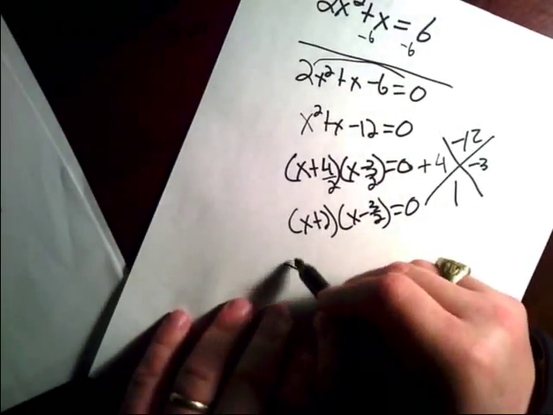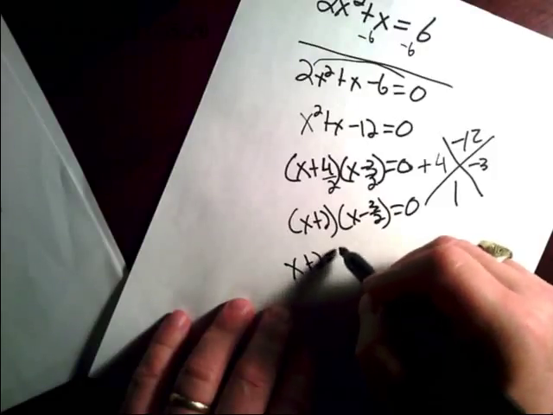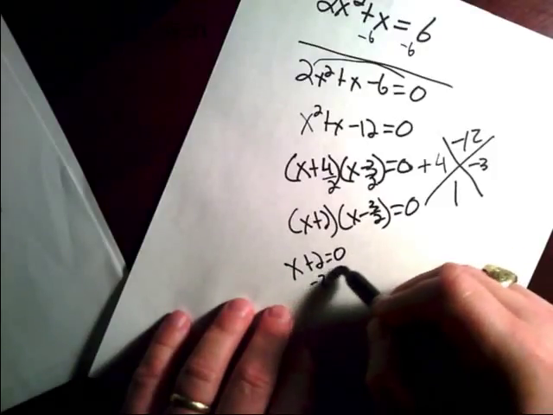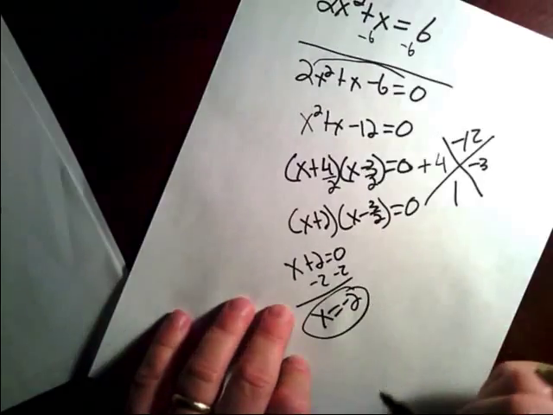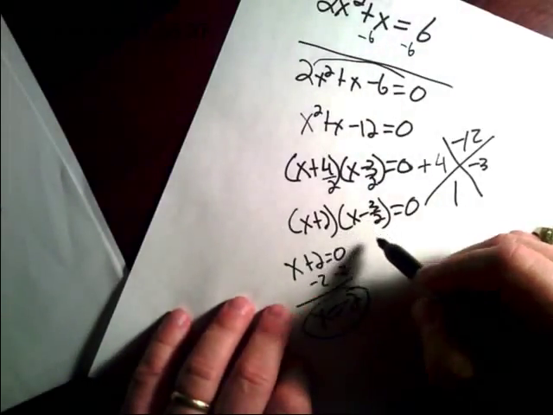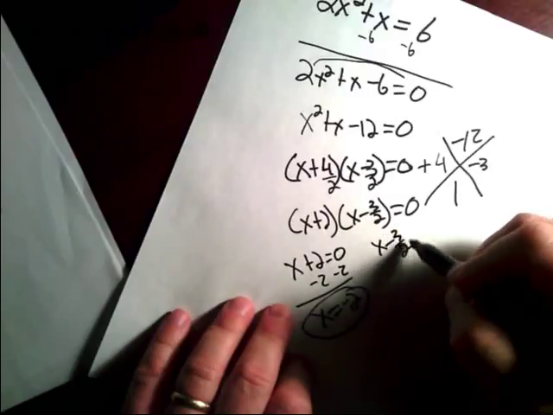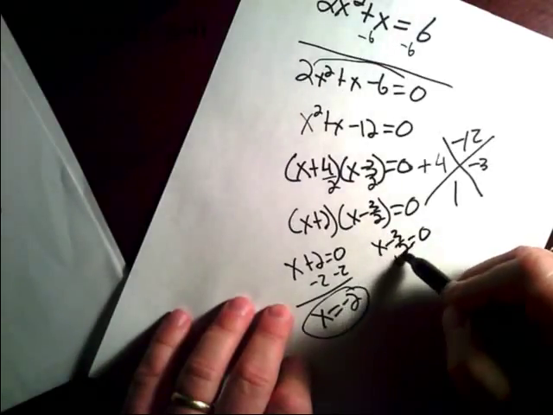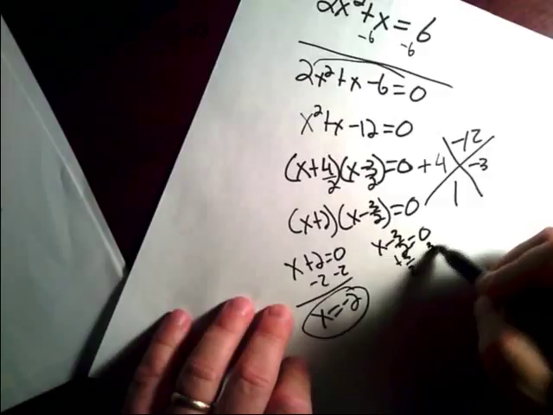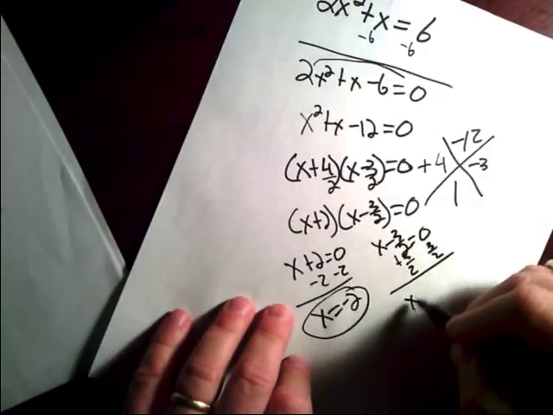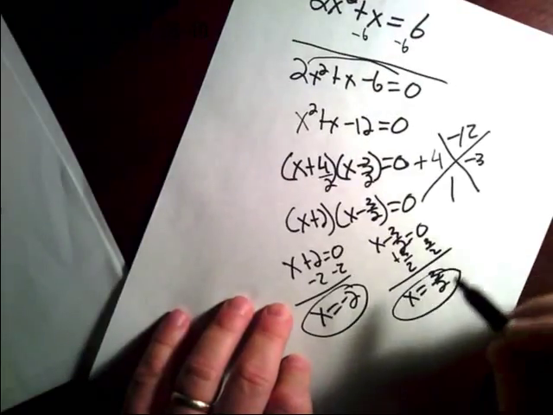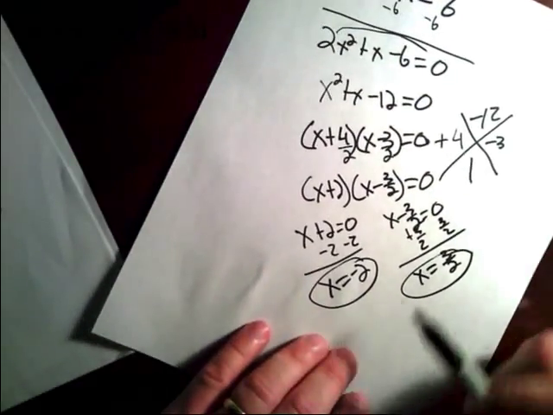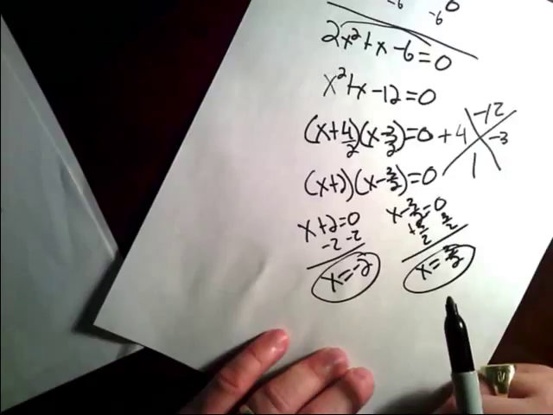I set each of these equal to 0 and solve. x plus 2 equals 0, subtract 2 from both sides. x equals negative 2, that's one of my answers. x minus 3 halves equals 0. I'm going to add 3 halves to both sides. x equals 3 halves. If you're a calculator plugger-in person, you would have got that answer.